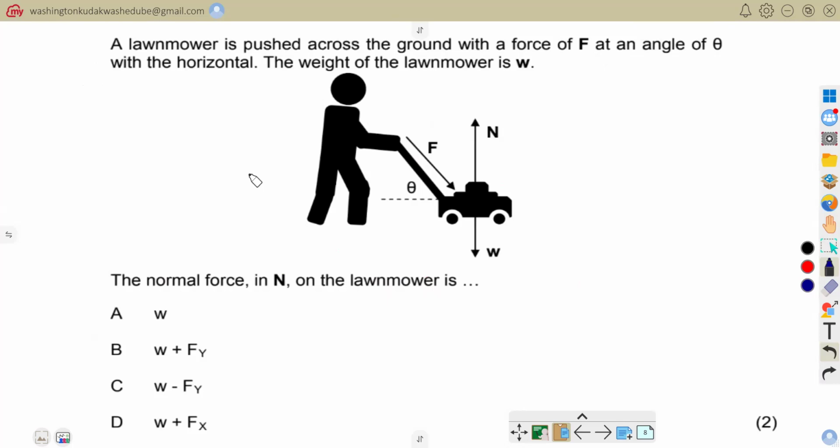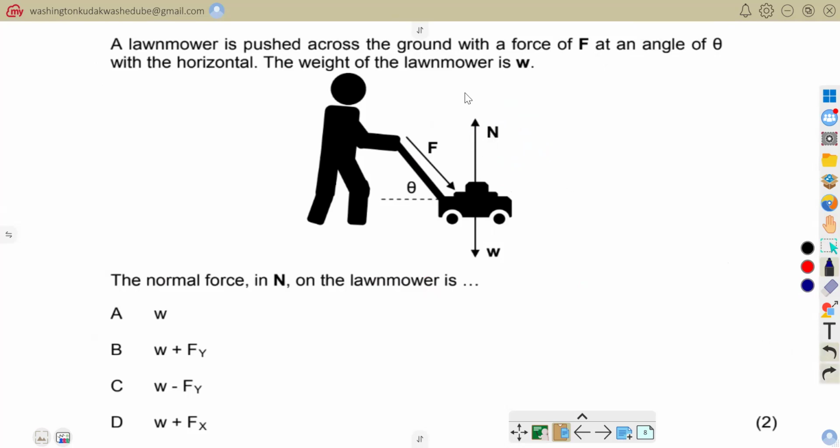Now let's go to the next question, which says a lawnmower is pushed across the ground with a force of F at an angle theta with the horizontal. The weight of the lawnmower is W, as given on this diagram. They are now saying the normal force N on the lawnmower is. They want you to give what is equivalent to N given this scenario. So the best way to approach this is to first determine the exact forces acting on this lawnmower.